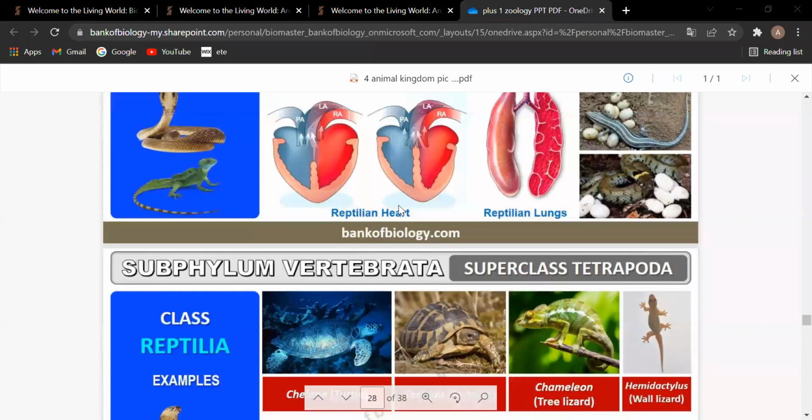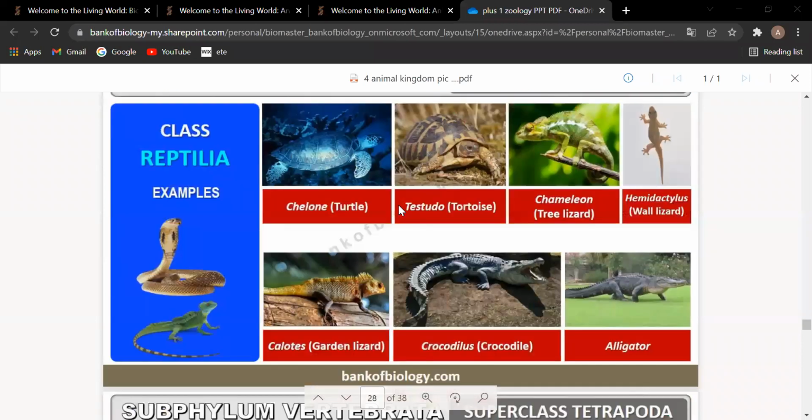Examples: Chelone, that is turtle, Testudo, that is tortoise, Chameleon, tree lizard, Hemidactylus, wall lizard, Calotes, garden lizard, Crocodilus, crocodile, and alligator. These examples are given in your NCERT, so you have to remember all of them.